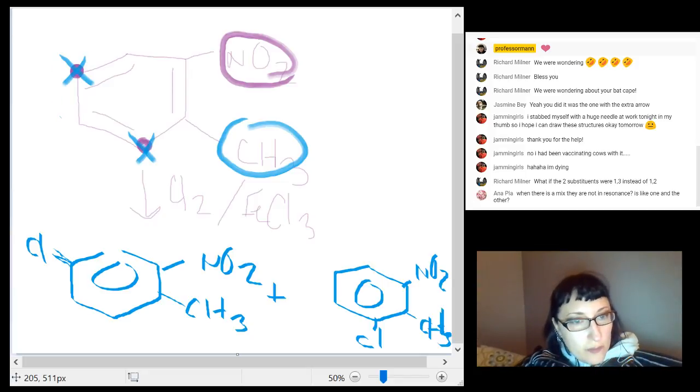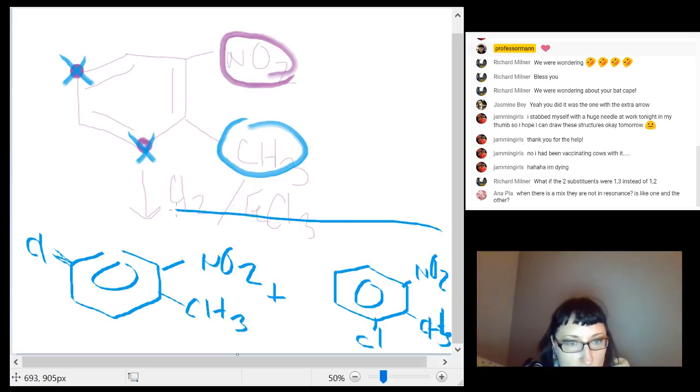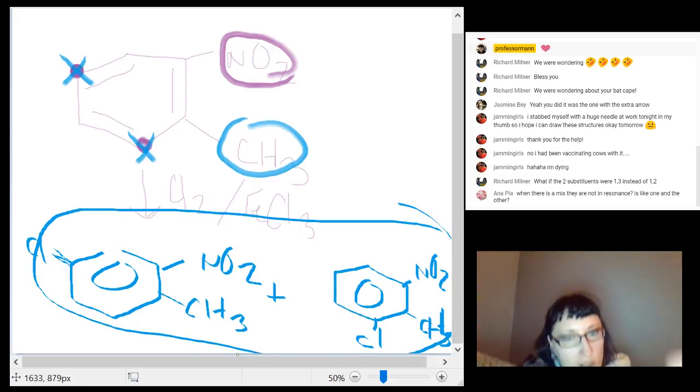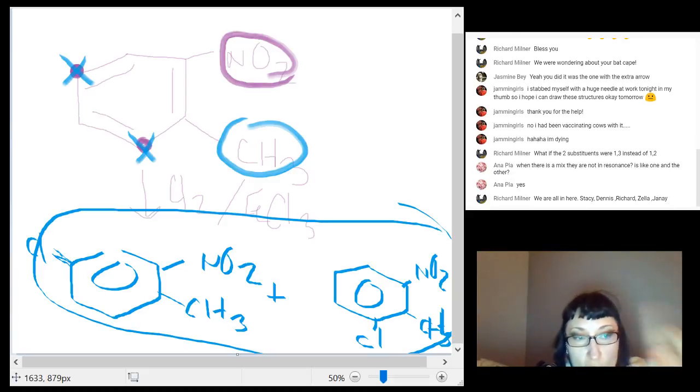Let me do this. Pull that back. I'm assuming you're talking about these two molecules here. So the electrons in the ring will still be going around, right? But the placement of the chlorine, the methyl group, and the nitro group won't go anywhere. So those would all still stay the same. But you're absolutely right. There would be resonance going around the ring there.